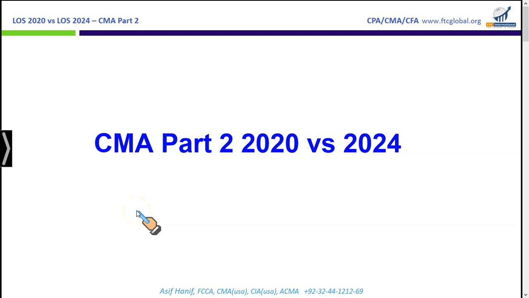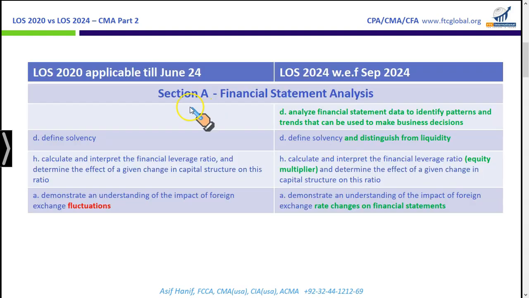Hello dear CMA students, here we have a little comparison between your CMA Part 2 2020 versus 2024, the content examinable from 1st September 2024. Your Section A financial statement analysis has got a few additions. Now it requires analyze financial statements data to identify patterns and trends that can be used to make business decisions.